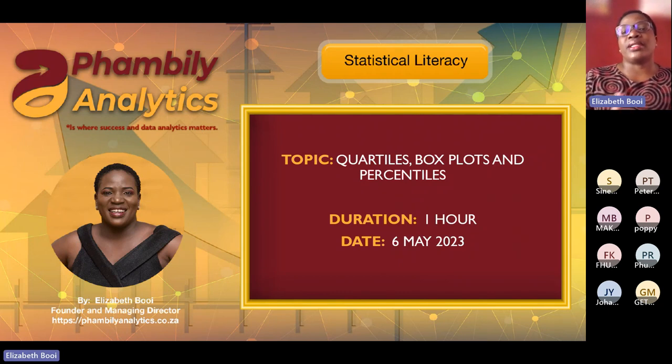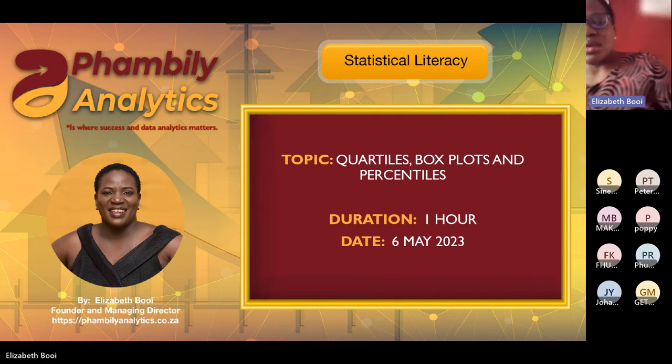from your quartiles. And then I'm going to show you, for those who prefer or who find the method of using quartiles difficult, how you can use the percentile to still get the same answers, because quartiles divide your data into four equal parts of 25 percentiles.